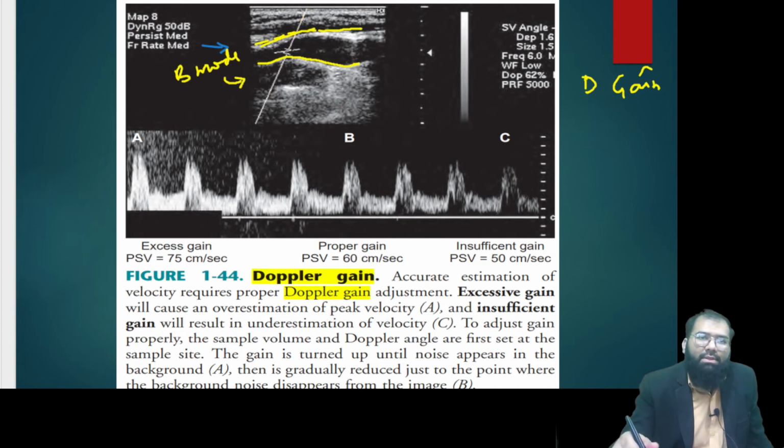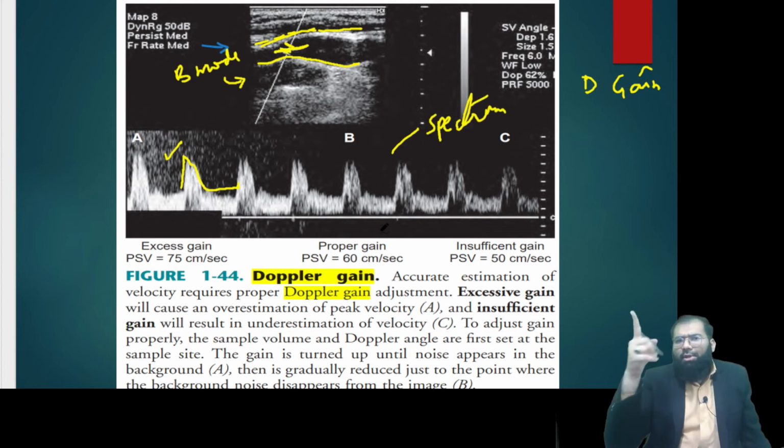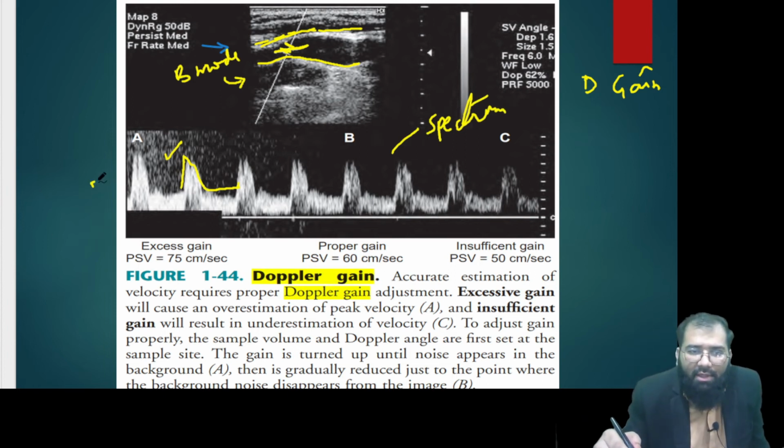Now let us look here. You are able to see this sample gate which is kept inside the lumen of the blood vessel, and this is the angle, and as soon as you click the set button, you are able to get this waveform. Okay, so this is called spectrum.